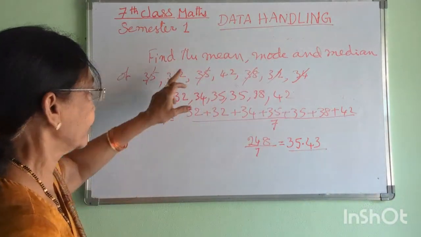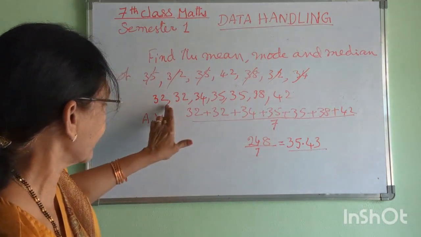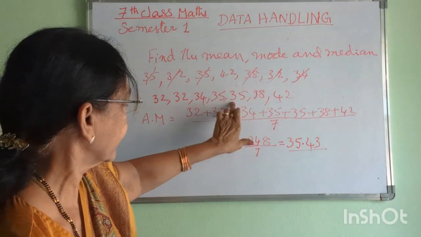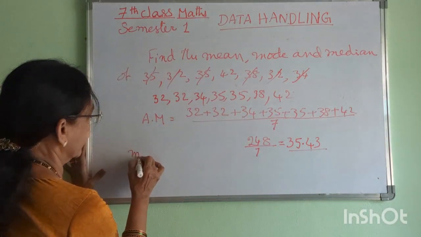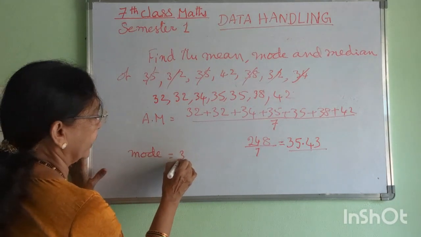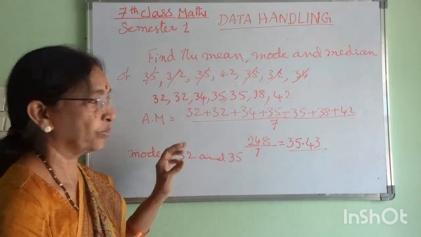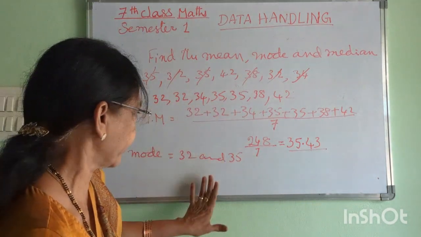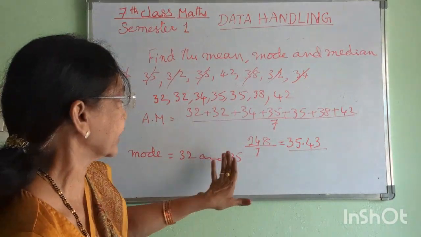To find the mode, we need not calculate anything, just observe. 32s are 2, 35s are 2. Both are occurring two times, an equal number of times. Therefore, there are two modes for this data: mode is equal to 32 and 35.